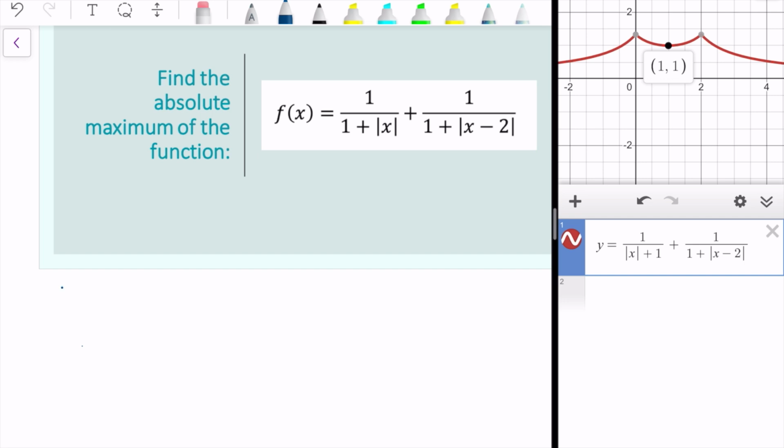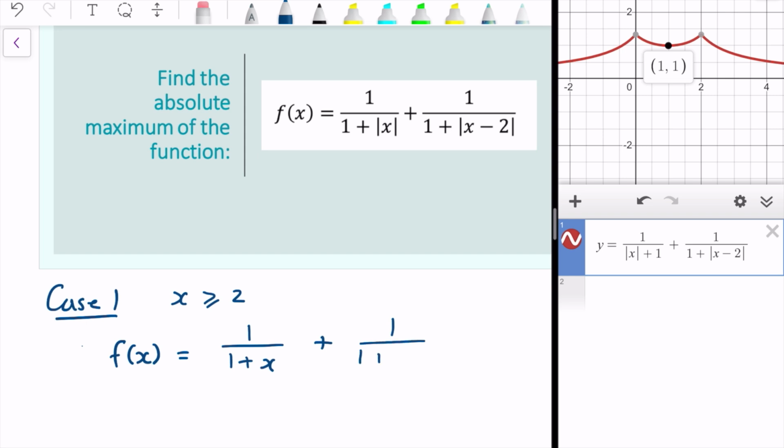So our first case could be if we consider x is greater than or equal to 2. And when x is greater than or equal to 2, the absolute value symbol does nothing in this function. Like the absolute value of a positive number is just that positive number. So we can just consider the function 1 over 1 plus x plus 1 over 1 plus x minus 2. We can get rid of the absolute value symbols.